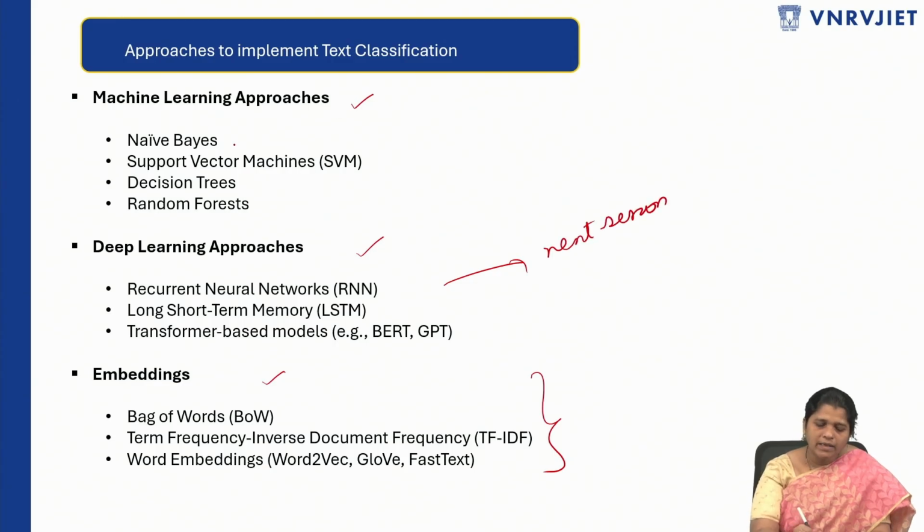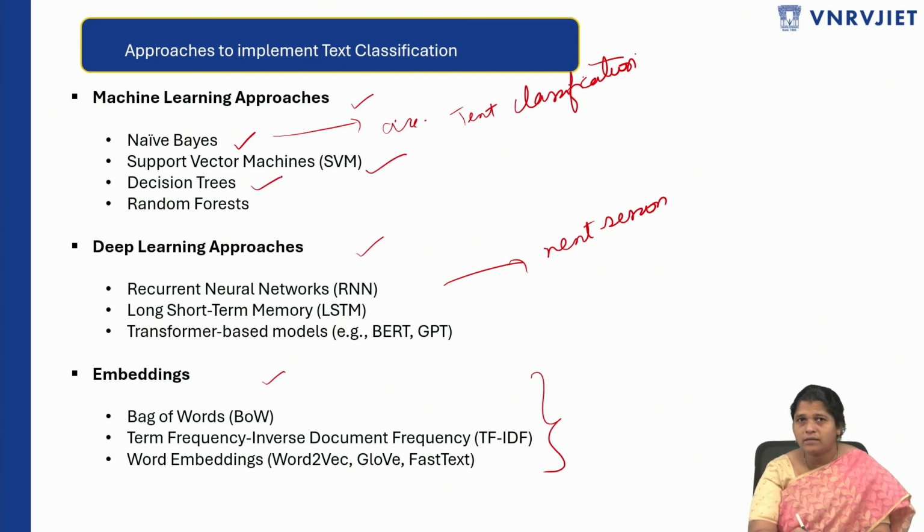Now we can also see Naive Bayes, which is a widely acceptable approach for text classification. We also have SVM. We can also use decision trees to perform binary classification. We can use random forest to do multi-class classification with majority voting. Most people use Naive Bayes.